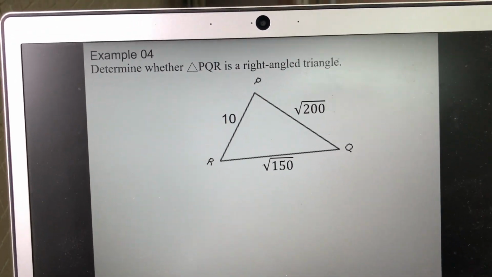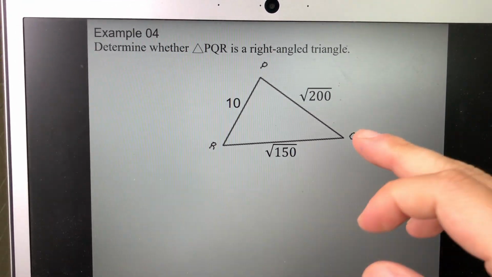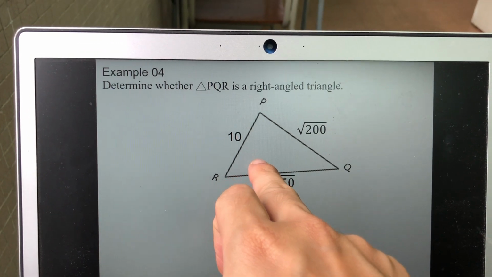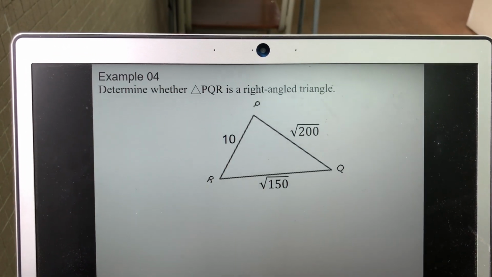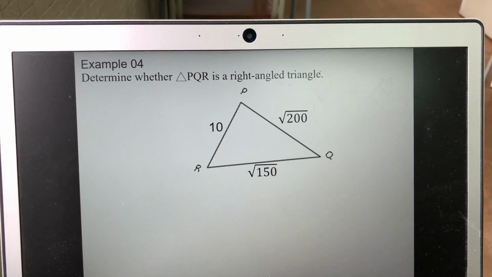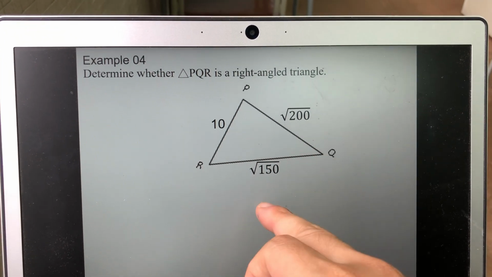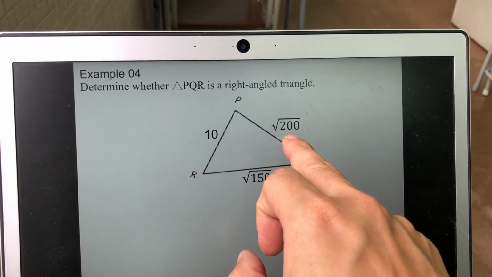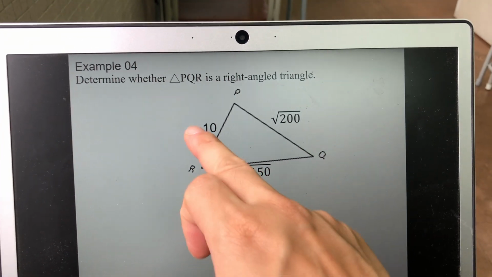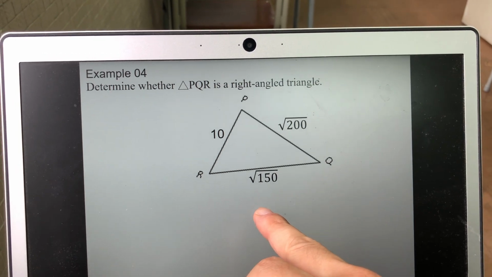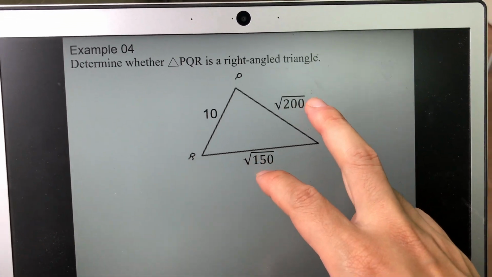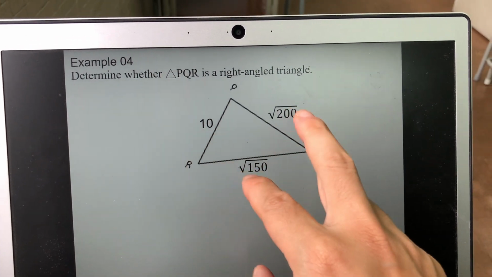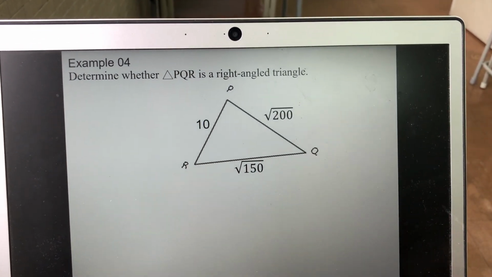Now, one more. What about this? You have to determine whether this triangle is a right angle triangle or not. Do you think it is a right angle triangle? Yes or no? How to check? Where to start with? 10, square root of 200, square root of 150. Which one is the longest? Or maybe we don't have any idea what they are? How to compare them with 10? Which one is longer? You may use calculator.